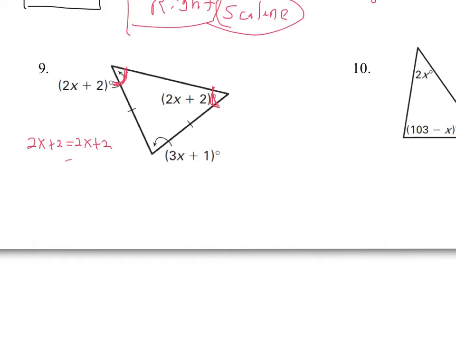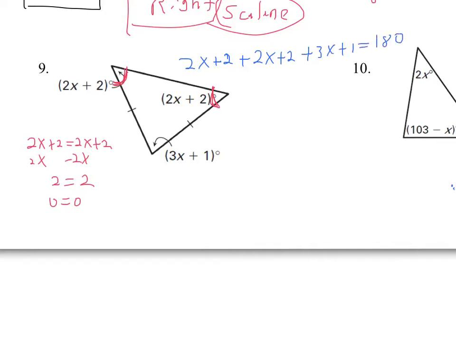Notice I have the exact same thing. If I start solving this, I'm just going to end up with 2 equals 2, and if I subtract those, I get 0 equals 0. So that doesn't really tell me anything. So even though those angles are the same, I'm still going to have to add up all 3 angles to 180. Because I just didn't get anything from setting those two equal to each other. They were already exactly the same expressions. If you realized that in advance, of course, you wouldn't have had to have even tried it.